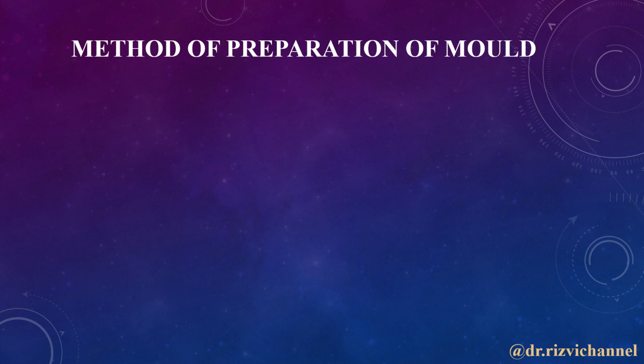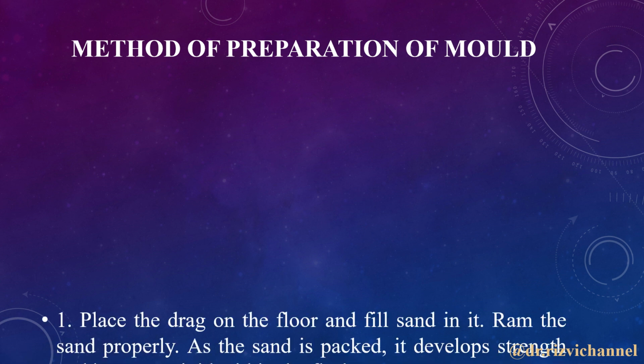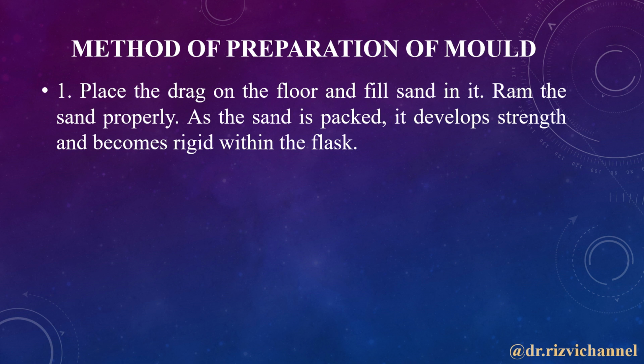Methods of preparation of mold. Mold can be prepared by the following steps. Firstly, we will place the flask of drag on the floor and fill it with sand. We ram it with a hammer or rammer and we pack the sand, and this is done to develop the strength and to make the sand rigid within the flask.